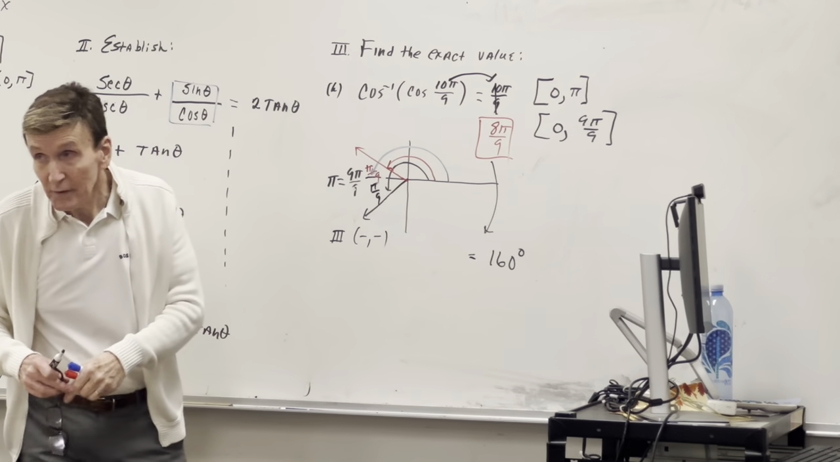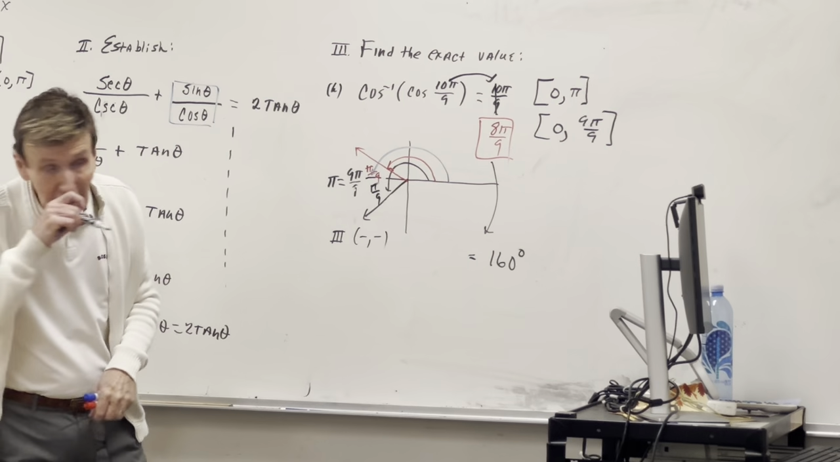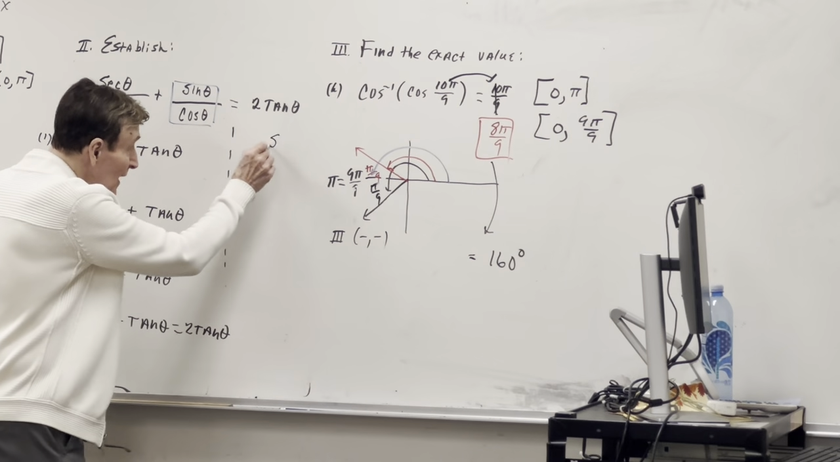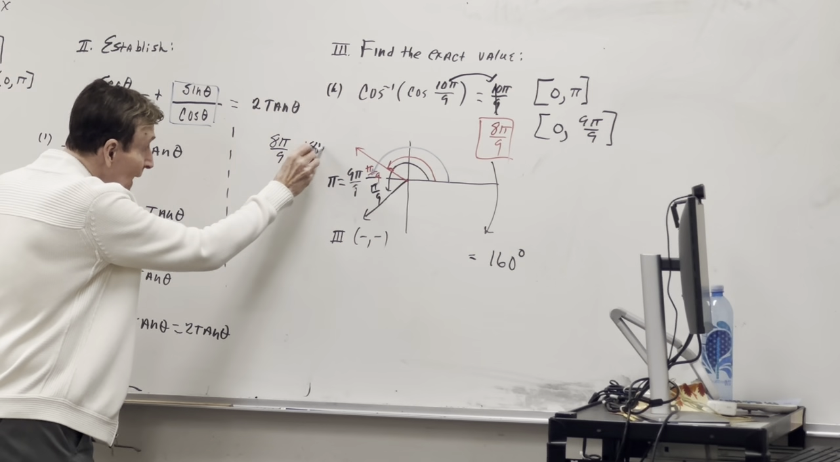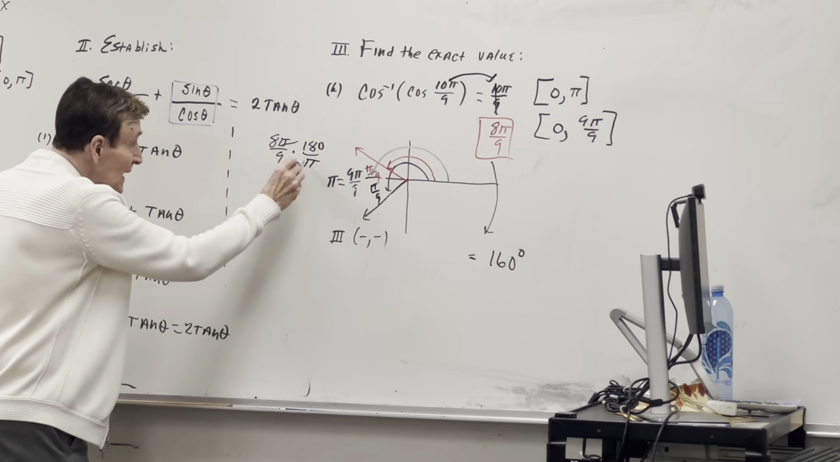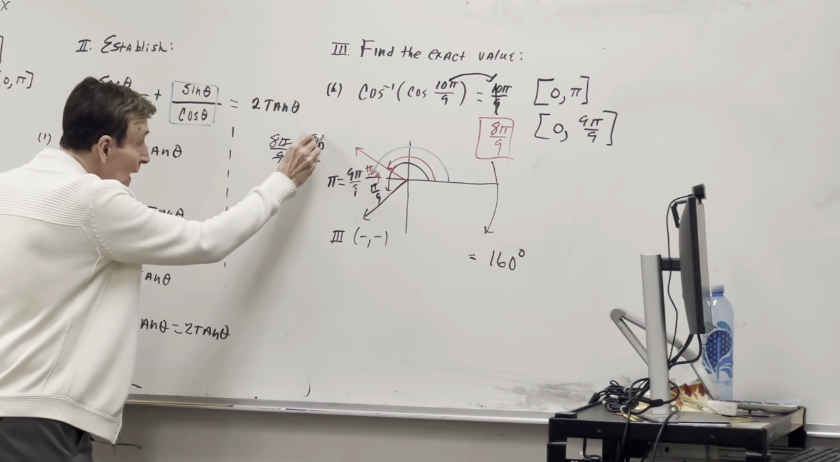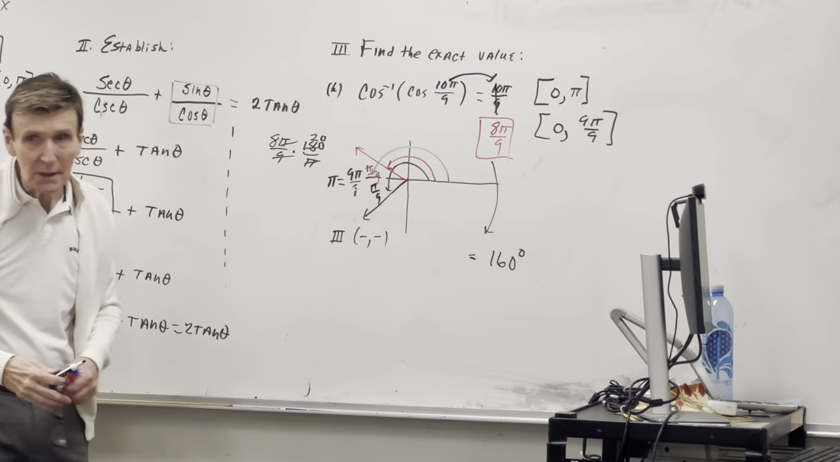I see some students say, oh, professor, I don't know whether it's 160 or not. You can use a conversion factor. I think it's 180 over pi. Pi's cancel. 9 goes into 180 20 times, 8 times 20, oh, it's 160.